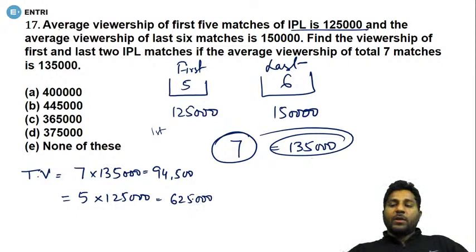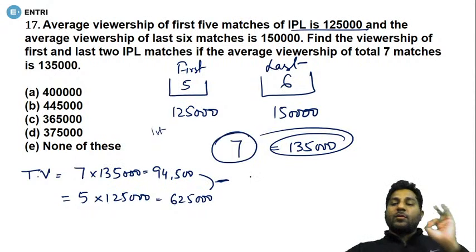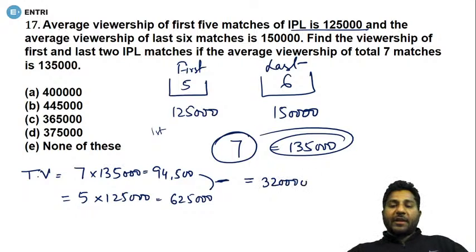Now we will take the difference between these two values. After taking the difference, we will be getting only two values: the viewership of the last two values, and that makes 320,000.